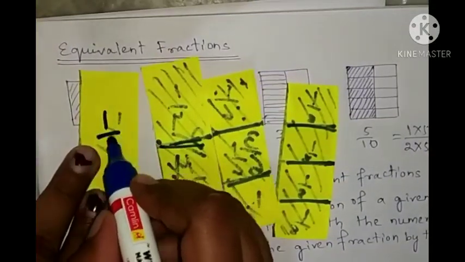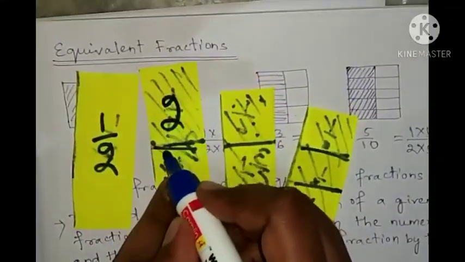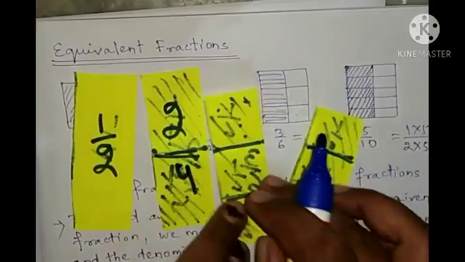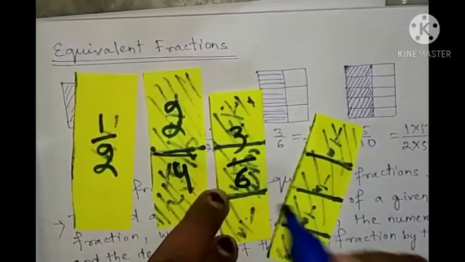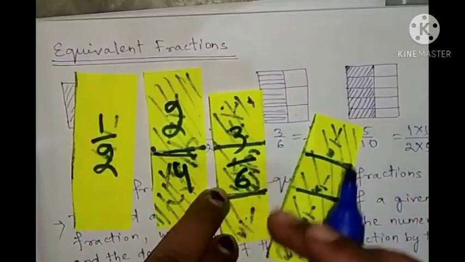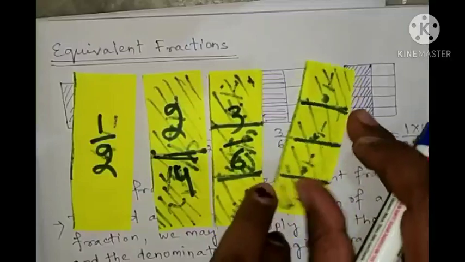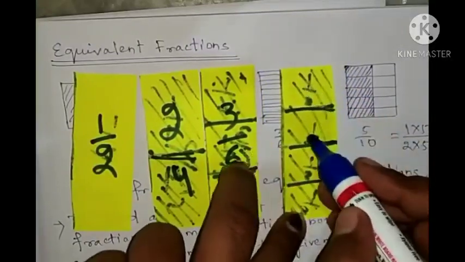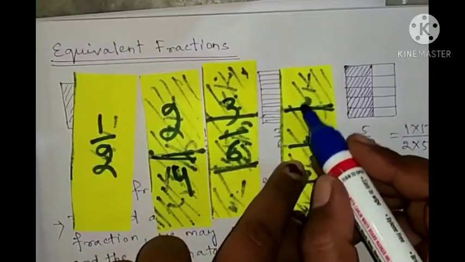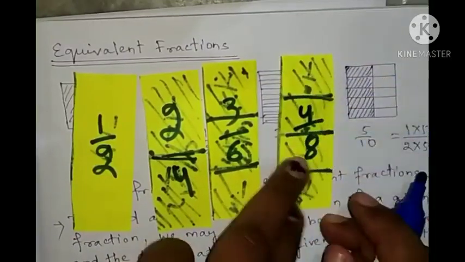So look here. This is 1 by 2. This is how much? 2 by 4. This whole part is 3 by 6, because out of 6 parts I have taken 3 parts. This is how much? Out of 8 parts I have taken 4 parts, 1, 2, 3, 4. That's why this whole part is known as 4 by 8.